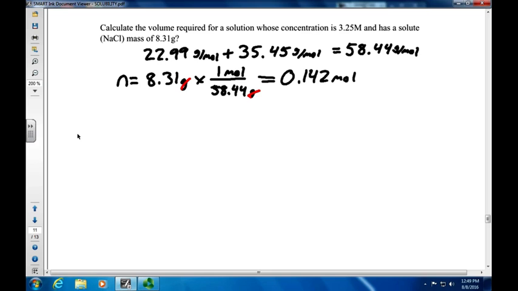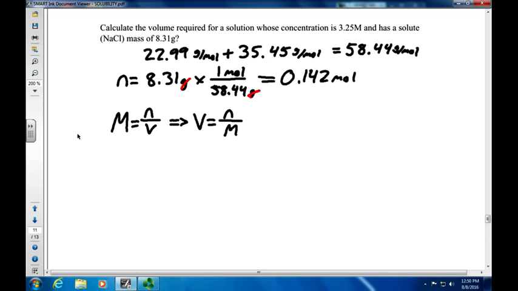So now that we have the molarity and the moles, we can calculate for the volume. Recall that molarity is equal to moles per volume. If we solve for volume, we would find that you multiply volume to both sides and then divide molarity from both sides, and you end up getting volume is equal to moles over molarity.